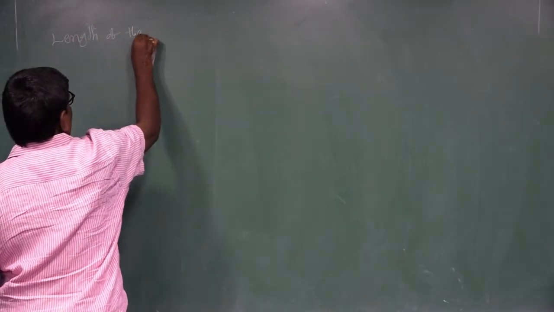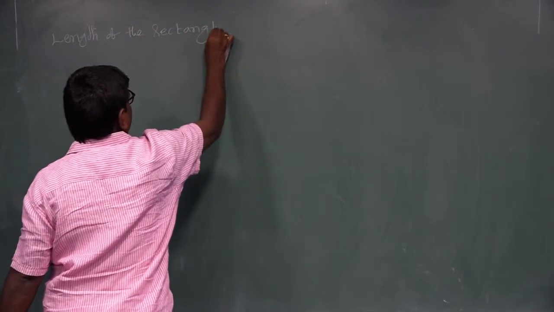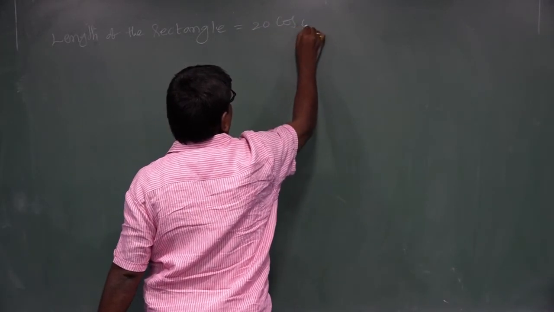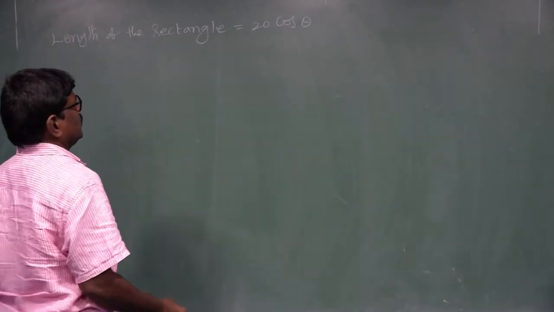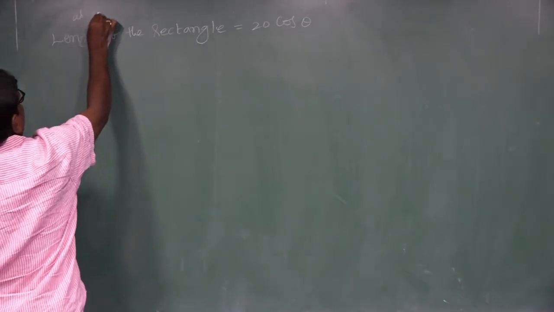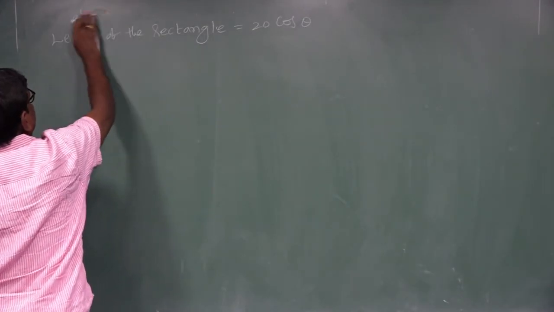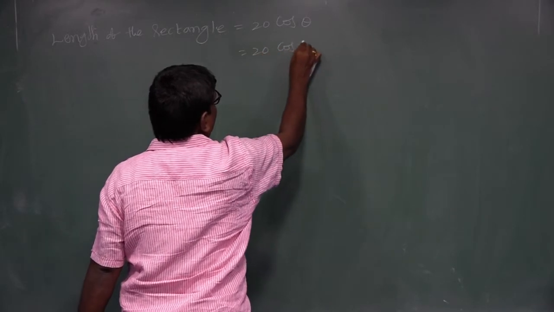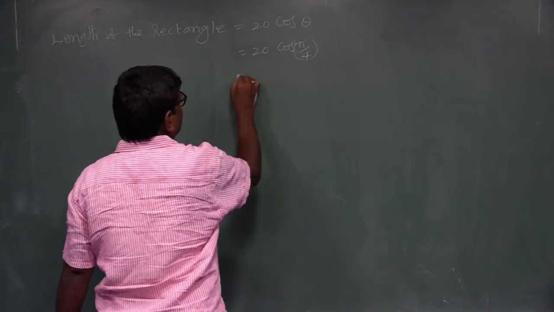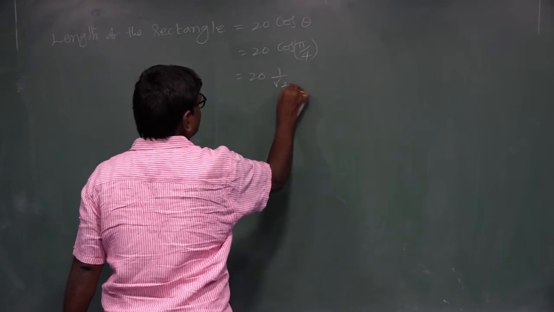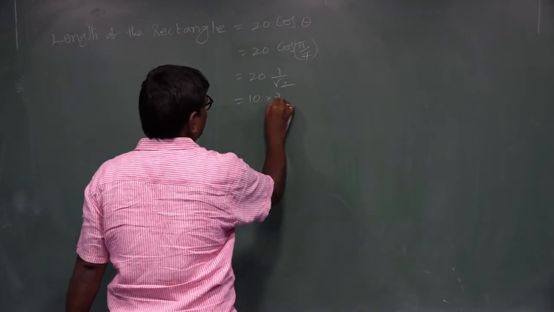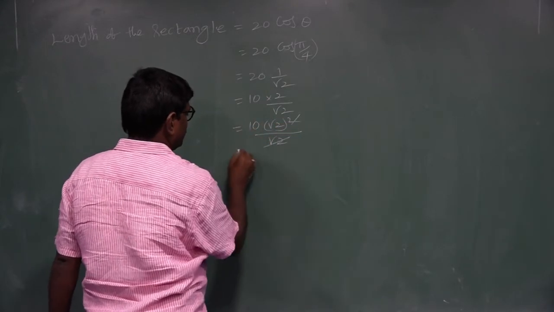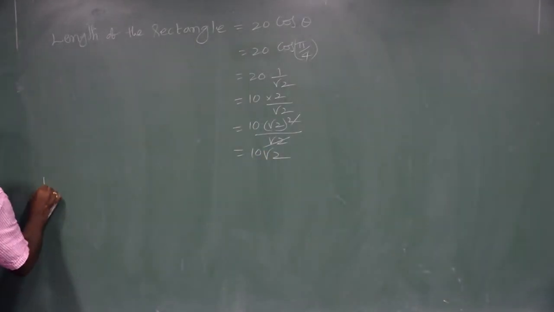Length of the rectangle equal to 20 cos theta, at theta equal to pi by 4. 20 into cos of pi by 4, equal to 20 into 1 by root 2, 10 into 2 by root 2, 10 into root 2 whole square by root 2, equal to 10 root 2.